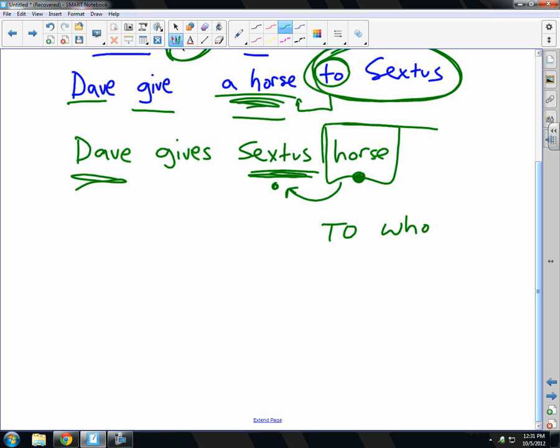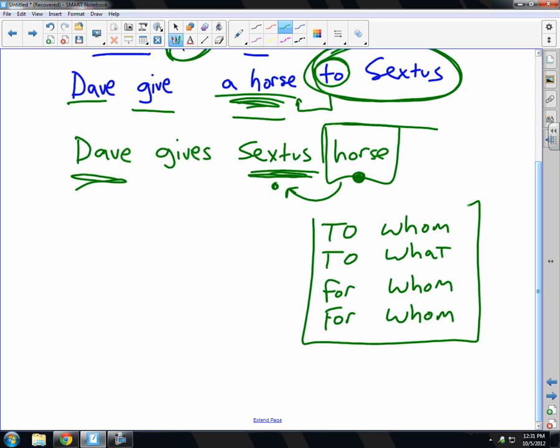The easiest way to explain this is with to whom, to what, for whom, or for what. These are the questions that the indirect object answers. Dave gives a horse to whom? Well, he gives it to Sextus. Dave gives a horse for whom? For Sextus, he gives a horse. So answering these questions makes something an indirect object.